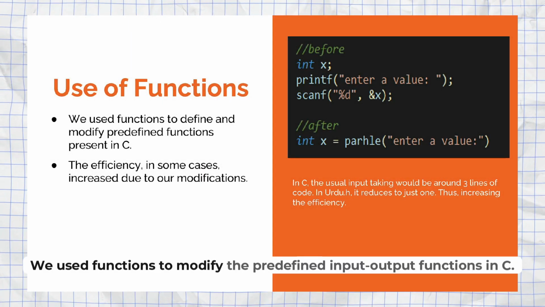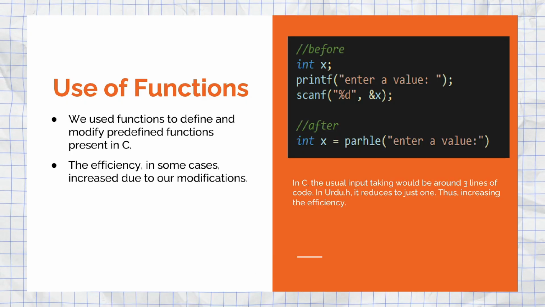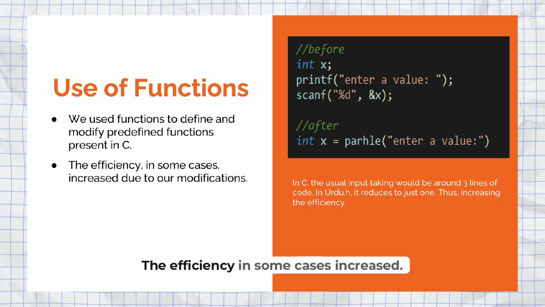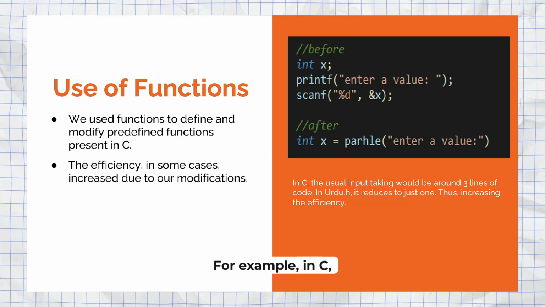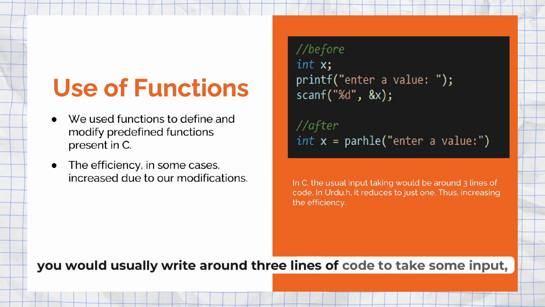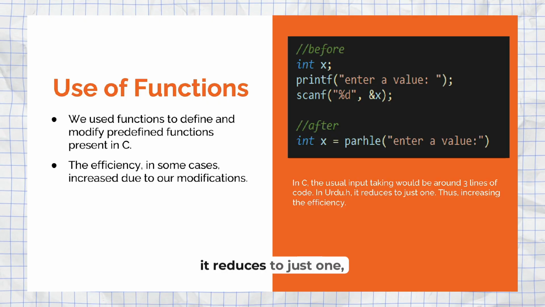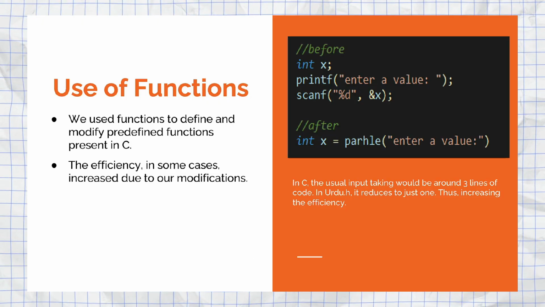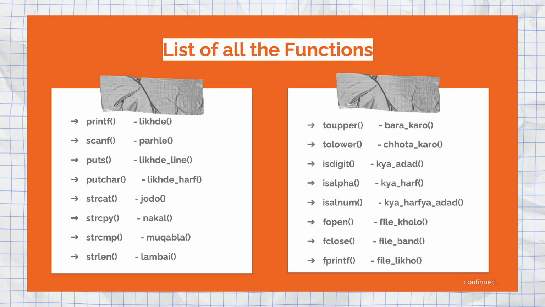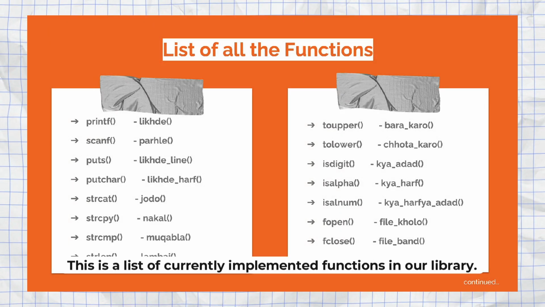We used functions to modify the predefined input-output functions in C. The efficiency in some cases increased. For example, in C, you would usually write around 3 lines of code to take some input, but using our library, it reduces to just 1, thus increasing the efficiency. This is the list of currently implemented functions in our library.